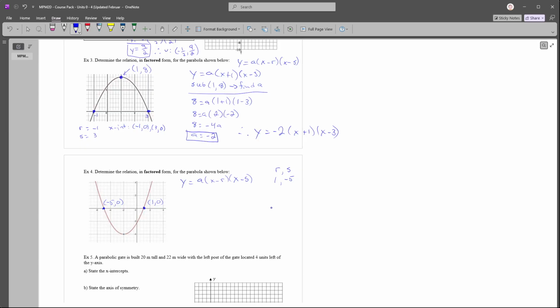Okay. So let's substitute those values in. So now we have y is equal to a times x minus 1 times x minus negative 5, so that's x plus 5. Now what? Well, we still need to get our a, so we need another point to substitute in. We can see that the vertex down here is pretty straightforward. That's at negative 2, negative 4. So we're going to substitute that one in there. So negative 4 is equal to a times our negative 2 minus 1.